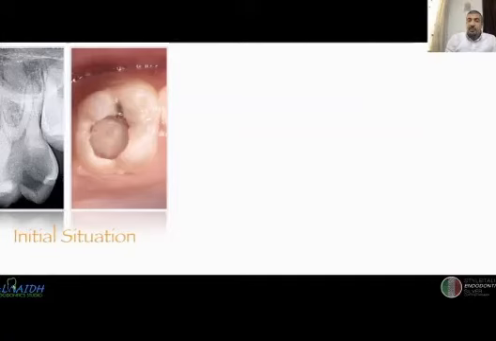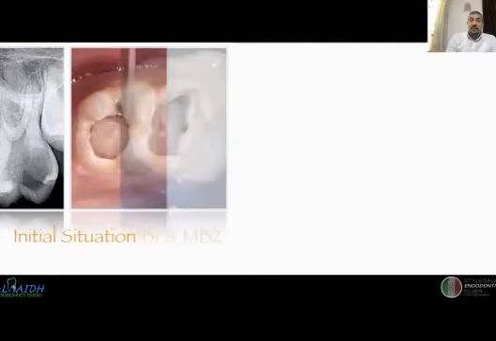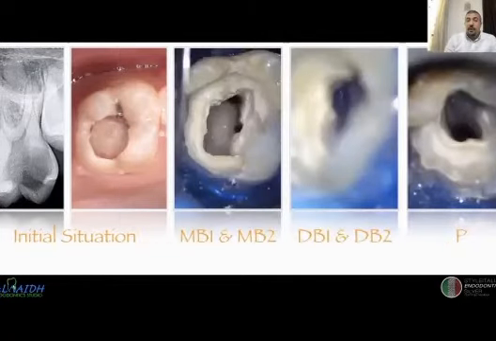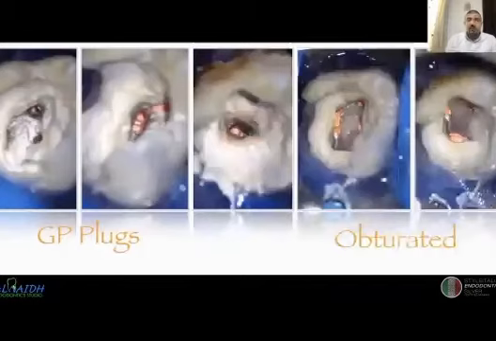This is an upper first molar. As we can see in the radiograph here, it's normal. Everything is ordinary. Nothing looks weird. But under the microscope, we could find two mesiobuccal canals and an isthmus between them. And also there were two distobuccal canals, and a very large palatal canal. So there were 5 canals in this upper 6. If you look at the radiograph, you see everything is ordinary, nothing strange. And this is after the preparation and obturation of the canals.